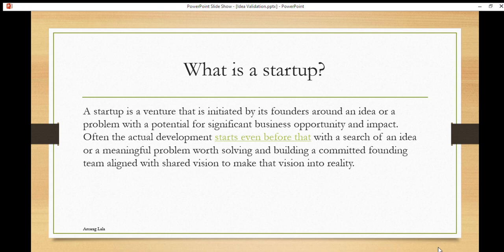For example, there was no facility in the metro areas to avail cabs. So this system was brought by Ola Cabs and Uber. They saw that there was a gap in the market, the problem of taxis, and they brought the solution. So this is how a startup starts. A startup is a venture initiated by its founders around an idea or a problem with the potential of significant business opportunity and impact. That problem must have a significant business opportunity and impact as well. So this is the true meaning of a startup.